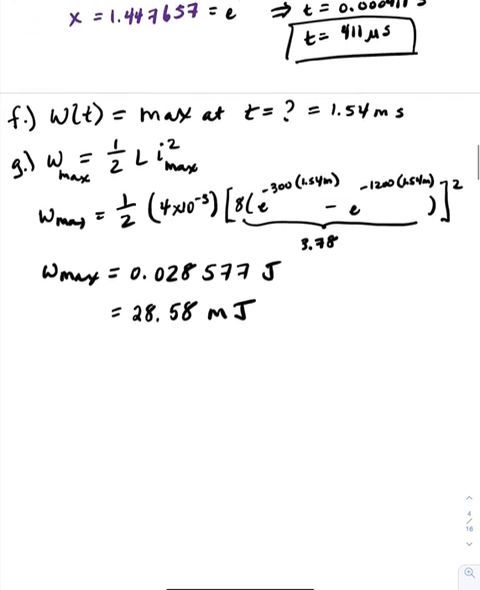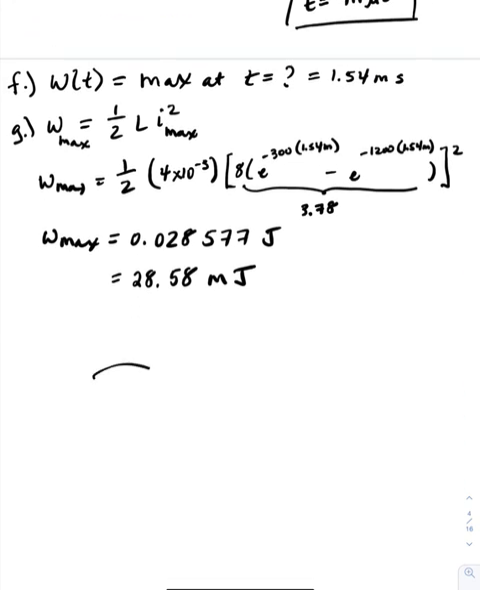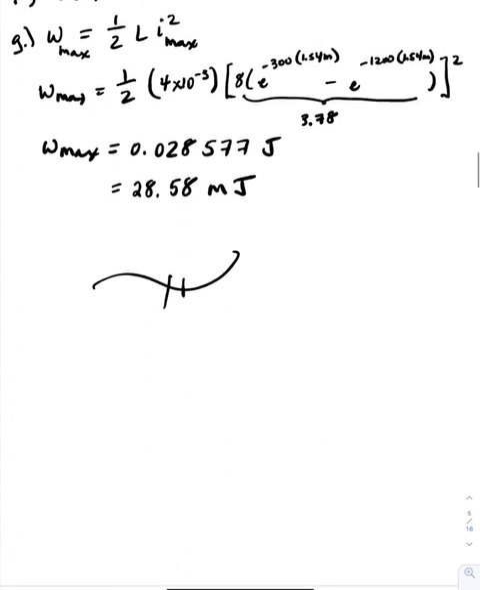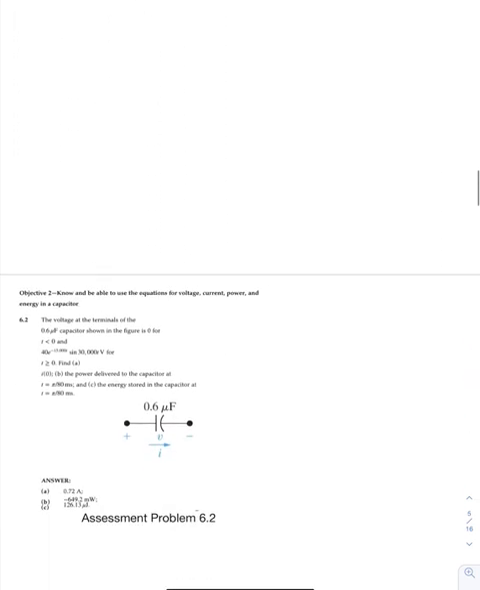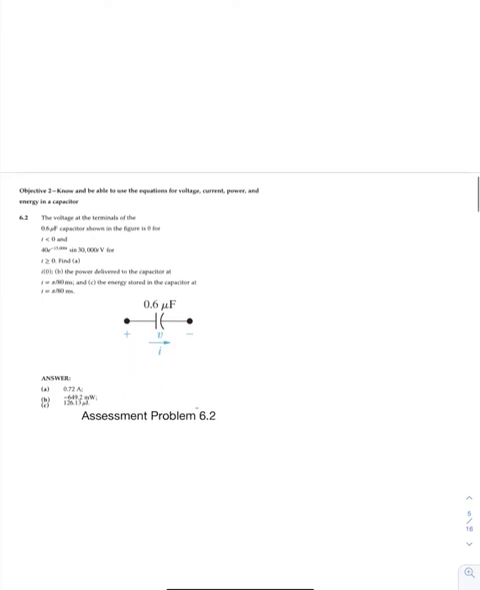Okay, that concludes 6.1. Now let me turn the page to assessment problem 6.2. This is with a capacitor.